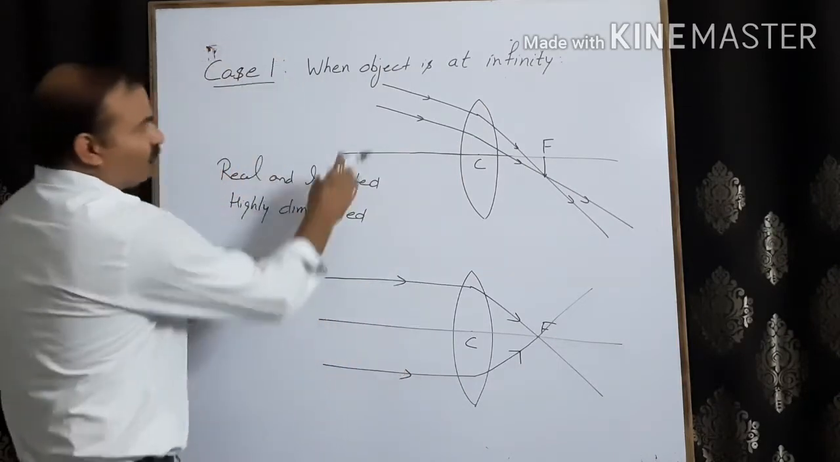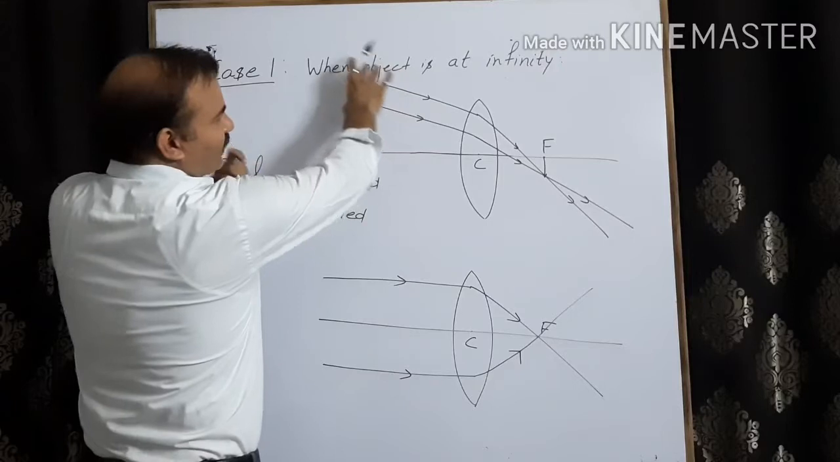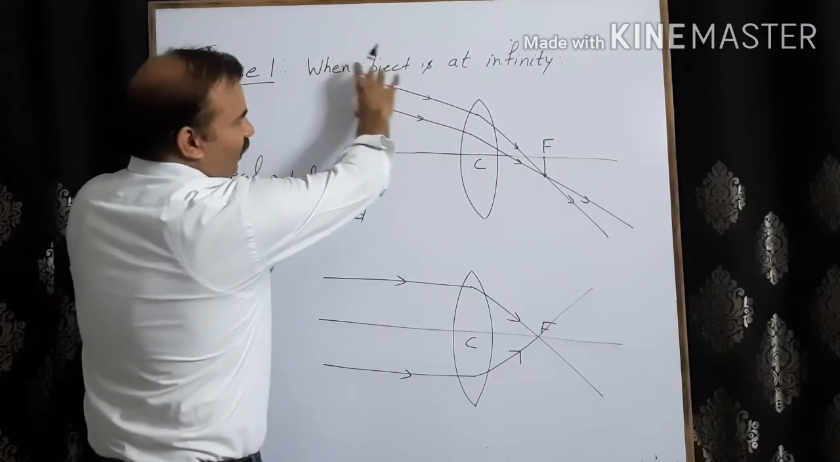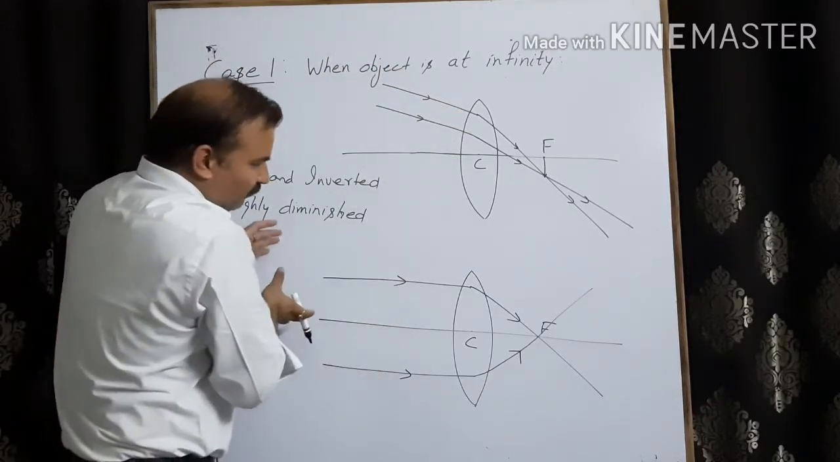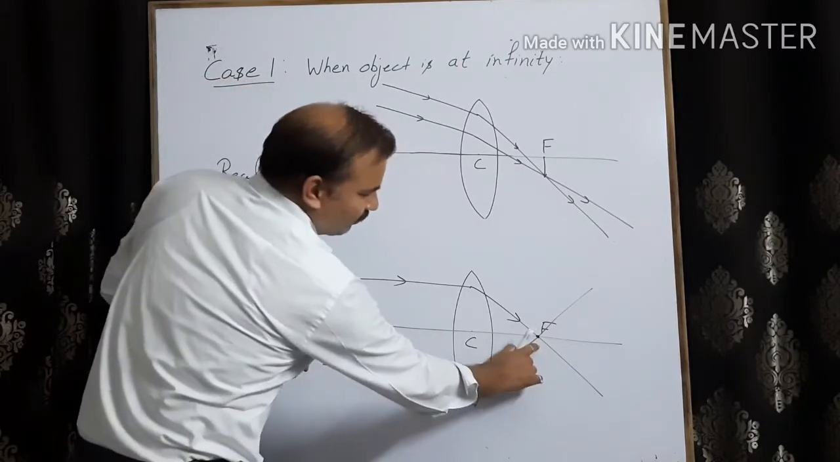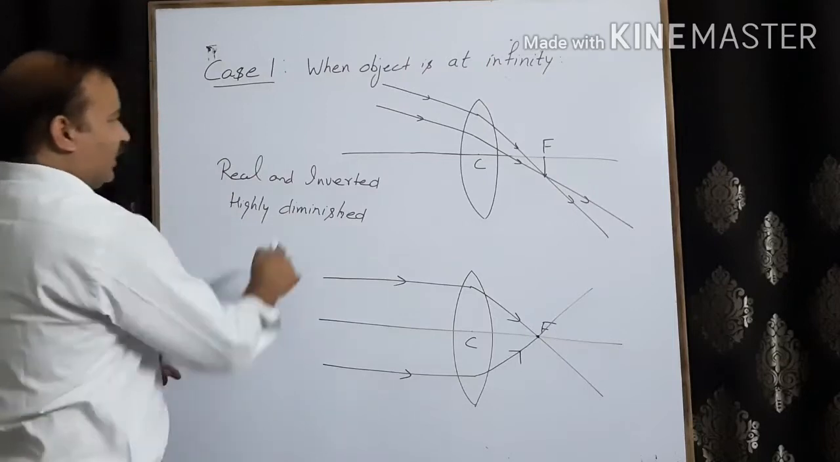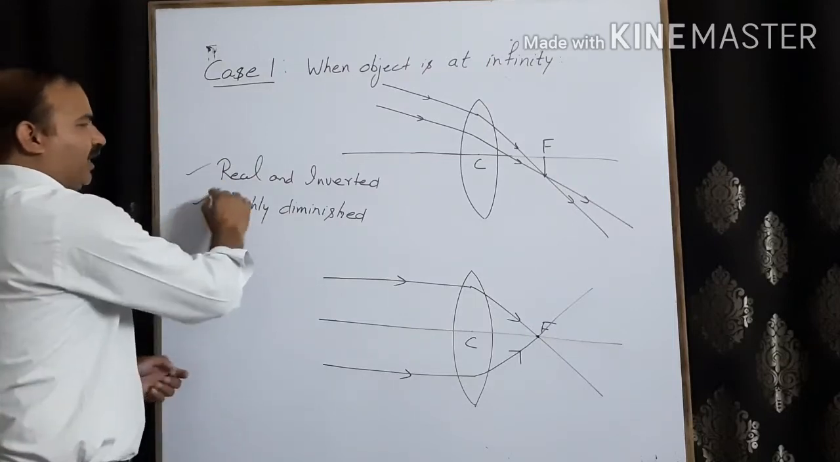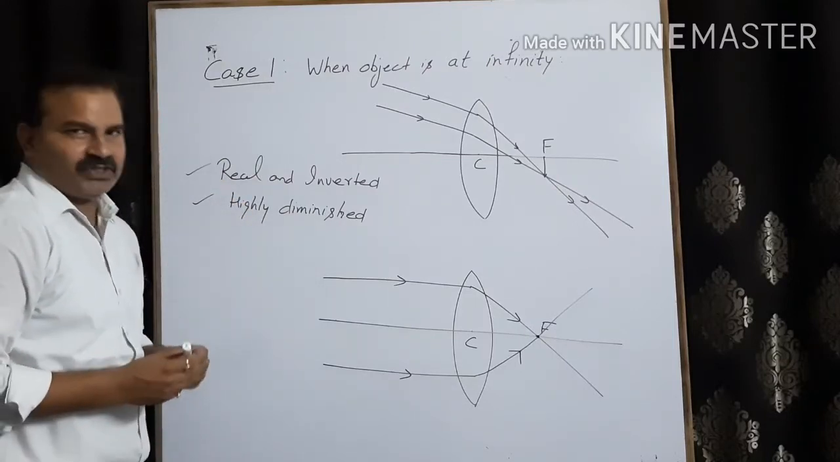But that is the case when we consider the rays falling at some angle. But when rays are falling parallel to the principal axis, the image will form at the focus. And again, the image is real and inverted and the image is highly diminished.